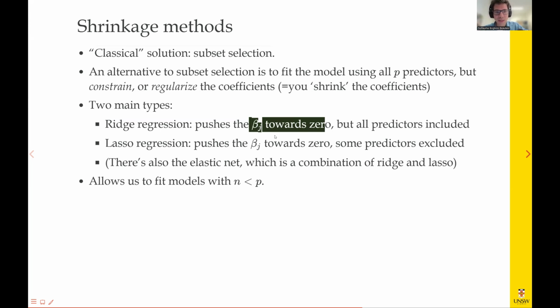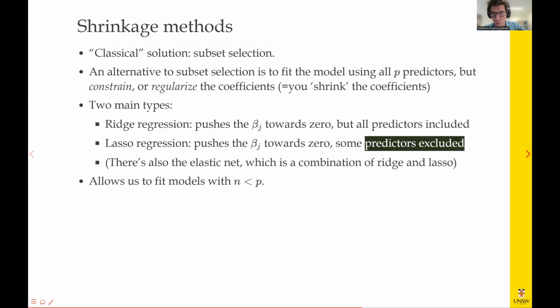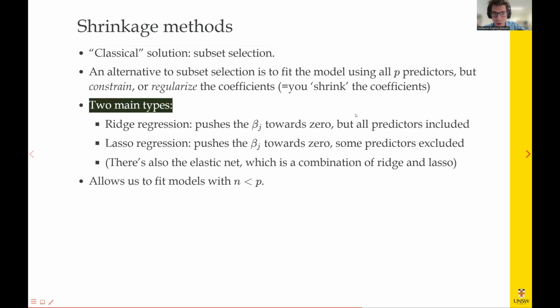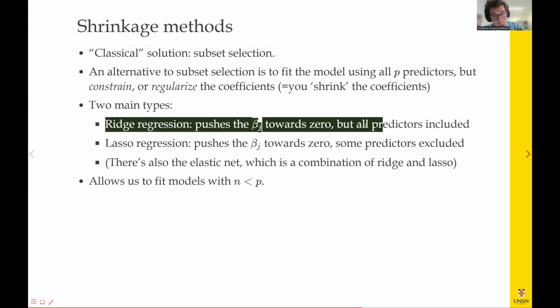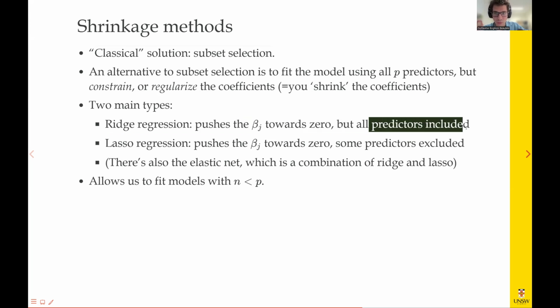As opposed to that, the second method that we're going to cover is the lasso regression, which similarly is going to push the betas towards zero, so it's going to shrink them. And here you can actually theoretically get betas that are exactly zero. So in some sense, you're completely excluding some predictors, while in the ridge regression, you keep all the predictors, but some of their coefficients will be very, very small.